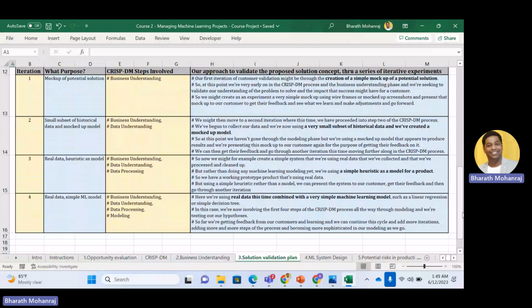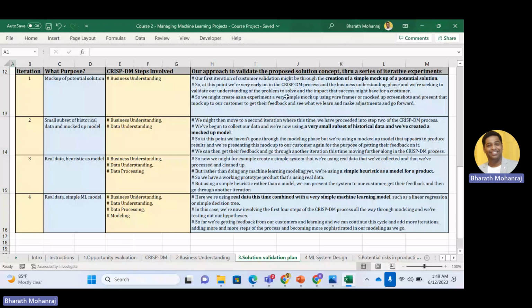Third step is going to be the use of real data with a model, and it corresponds to the business understanding and data processing phases of CRISP-DM. And the final iteration is going to be using real data on a simple ML model, which corresponds to the business understanding, data processing, and modeling phases of CRISP-DM.